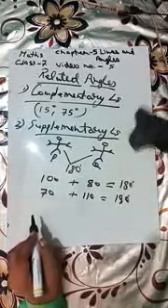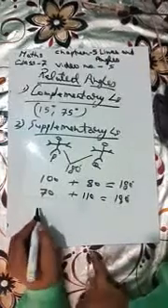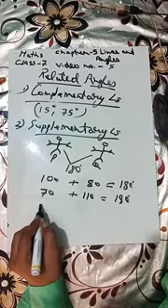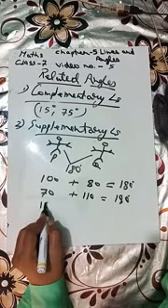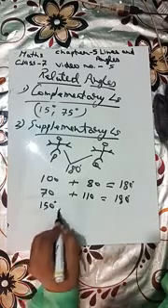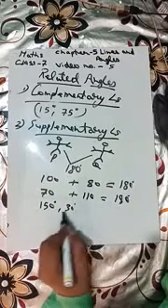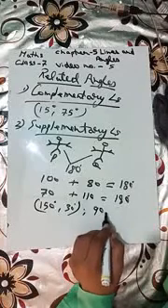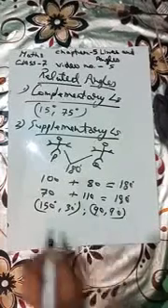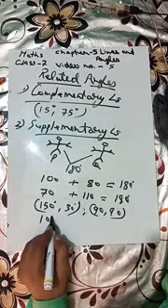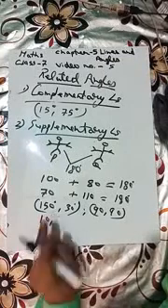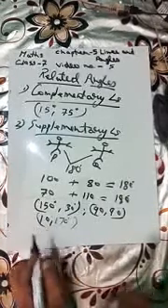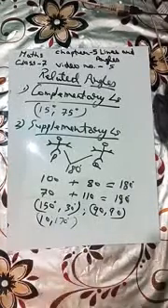So likewise we have supplementary angles, like 150 degrees and 30 degrees, they are supplementary angles. Next, 90 degrees and 90 degrees are supplementary angles. 10 degrees and 170 degrees are also supplementary angles.